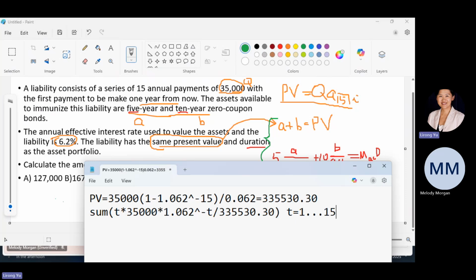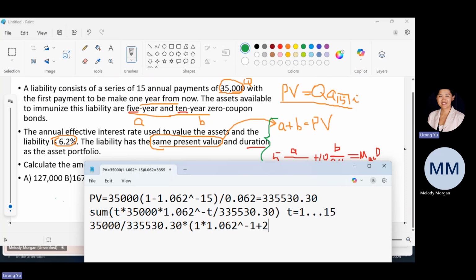Are we okay? So you can see in this whole calculation, there are some common factors. You can see that 35,000 divided by this number is a common factor in this calculation. And then this is multiplied by, for instance, let's do the calculation. So we will have 1 times 1.062 to the power of -1.